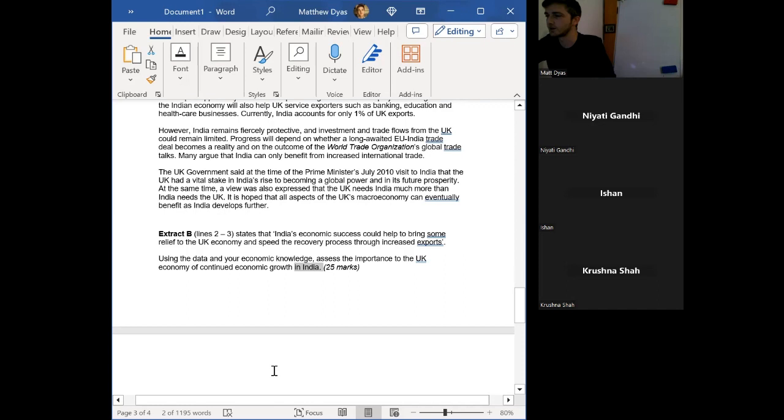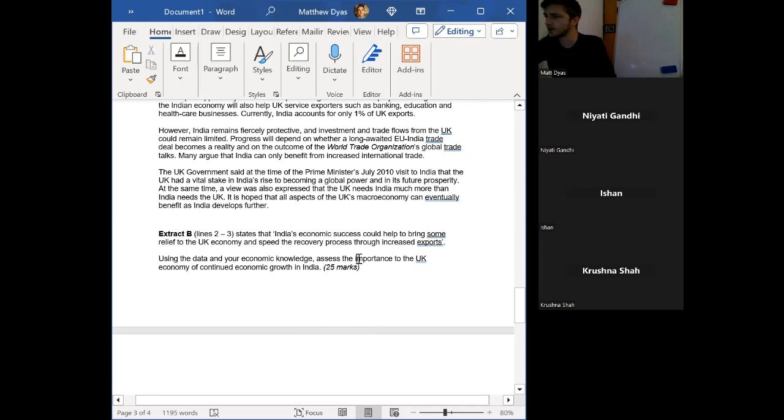Assess the importance to the UK economy of continued economic growth. That is the dream. So it does make it a bit more complicated to be thinking, okay, it's not economic growth in the UK. It's how does economic growth in India affect the UK? Is that important to the UK?